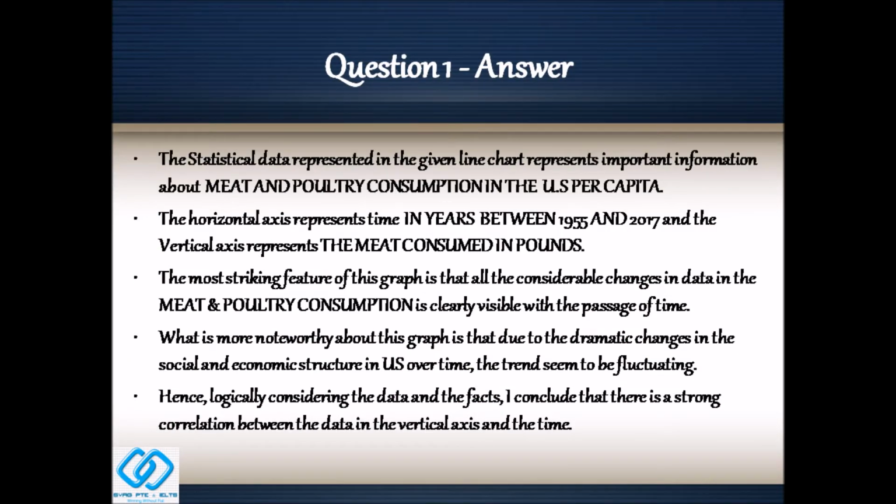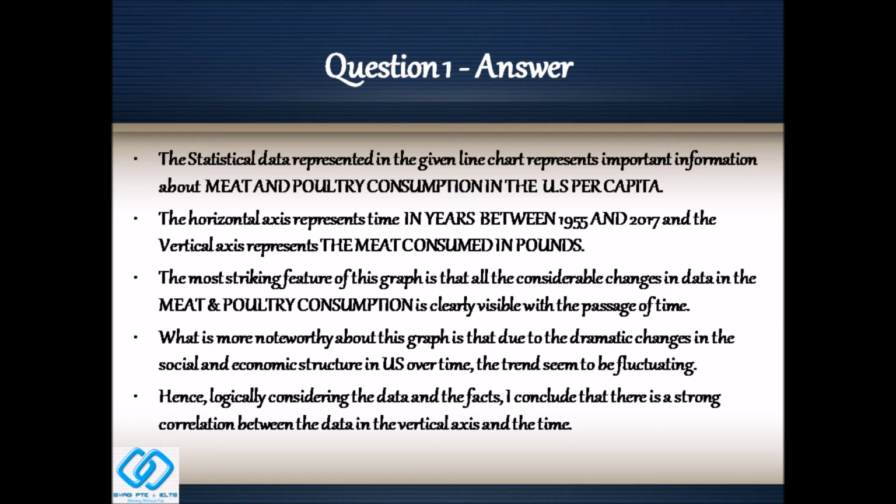The statistical data represented in the given line chart represents important information about meat and poultry consumption in the United States per capita. The horizontal axis represents time in the years between 1955 and 2017, and the vertical axis represents the meat consumed in pounds. The most striking feature of this graph is that all the considerable changes in data in the meat and poultry consumption is clearly visible with the passage of time.